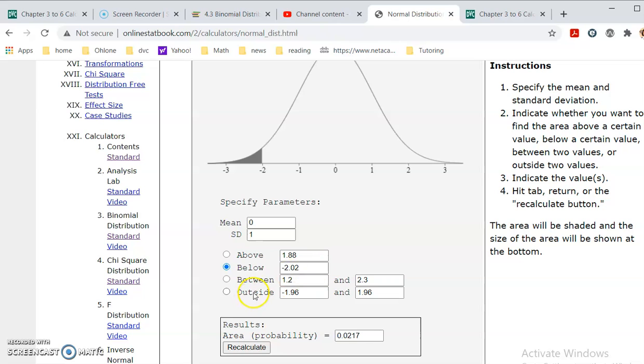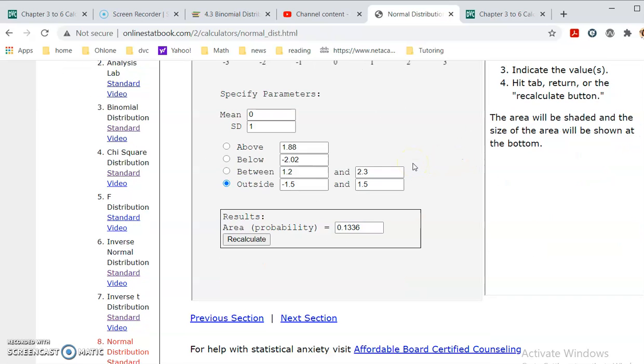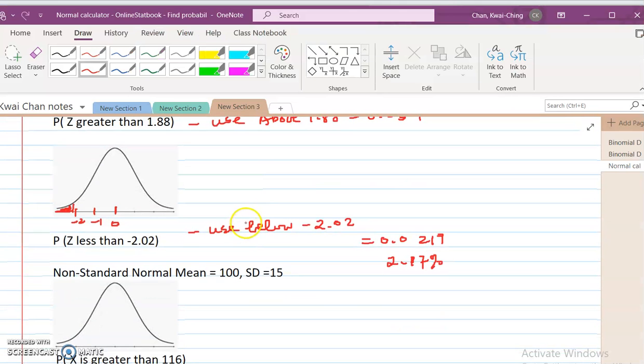The calculator can also do outside. If you want just the left and right tails, like negative 1.5 to 1.5, but outside of these two numbers, you can just do that. Click recalculate. That would be the chance or percentage of z values beyond negative 1.5 and above 1.5. That's called outside. I don't have an example here; we don't do those that often.